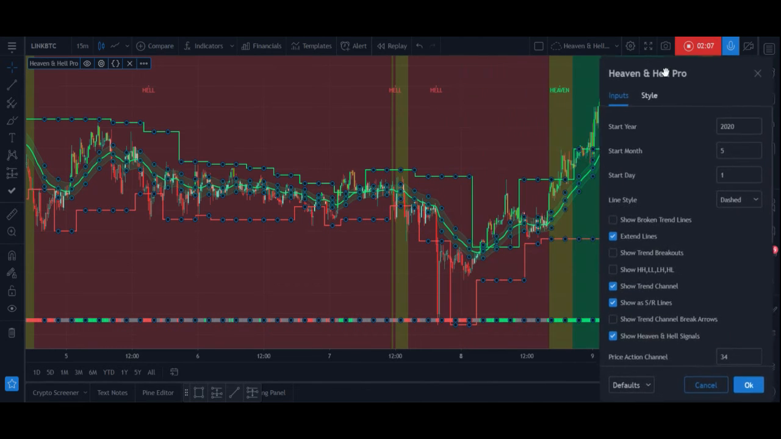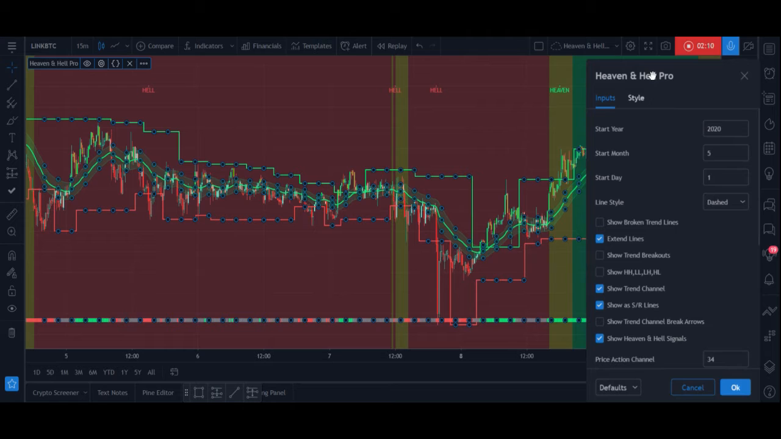As a quick one, this is not a repainting indicator. The only things that will repaint are the trend lines. However, once the actual signals are triggered, they will not repaint ever. So let's start off at the top. Here we have the start year, start month, and start day.